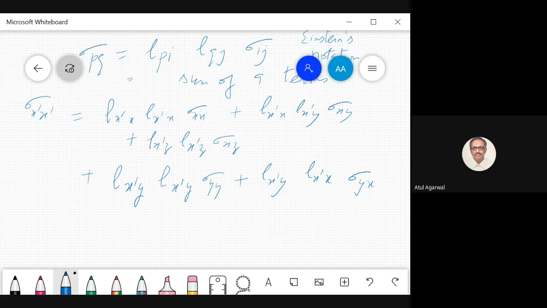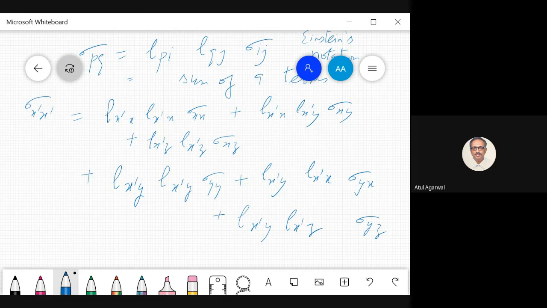L PI, L QJ, sigma IJ. So I goes with the first fellow, J goes with the second fellow. Same thing here. Y goes with this, X goes with this. I put sigma YZ. So I get sigma X prime Y.